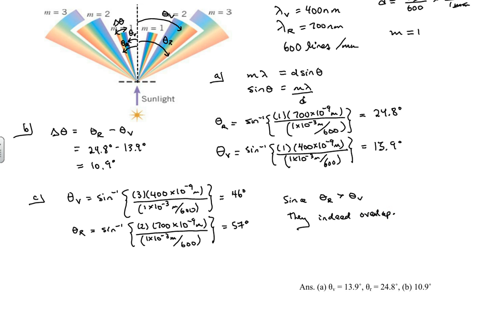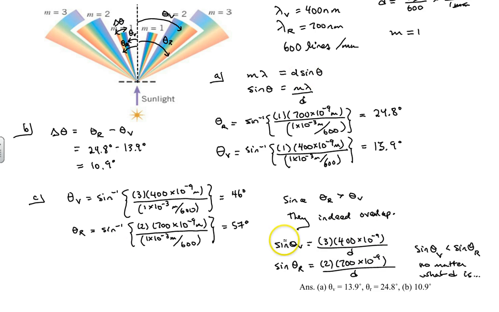In fact, no matter what the grating spacing is, that distance d in here, they will always overlap. We can show you that. If you look down here, I've just got rid of the bottom denominator, and really no matter what you put in d, you'll always find that sine theta violet and sine theta red, the red second order will overlap with the third order violet, no matter what you decide to put as a diffraction grating in there. So they will always overlap no matter what.